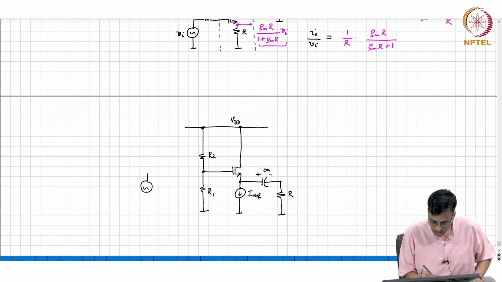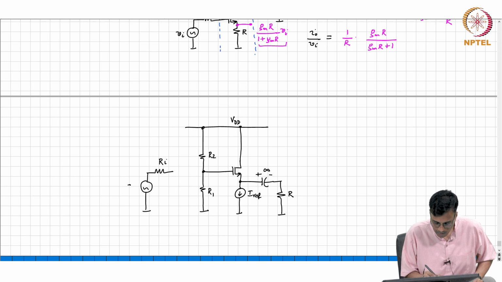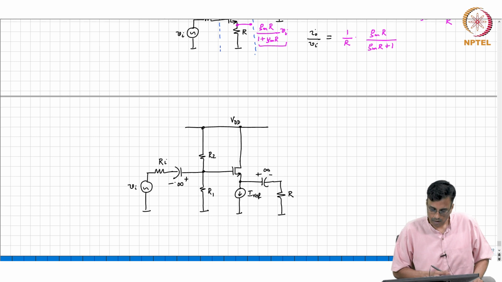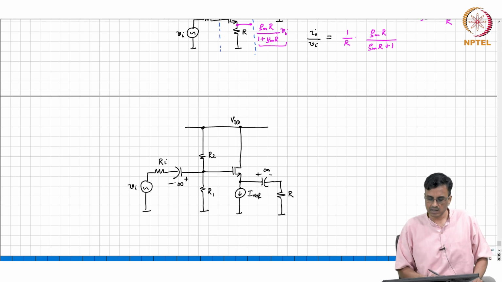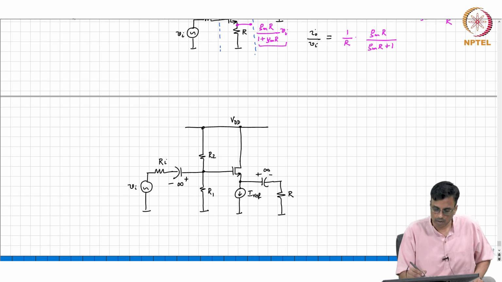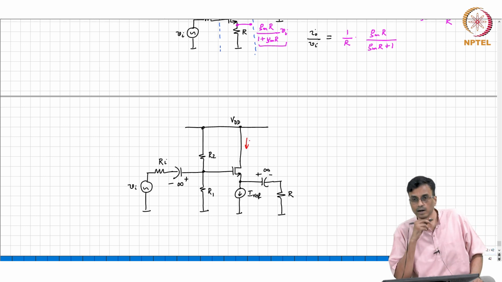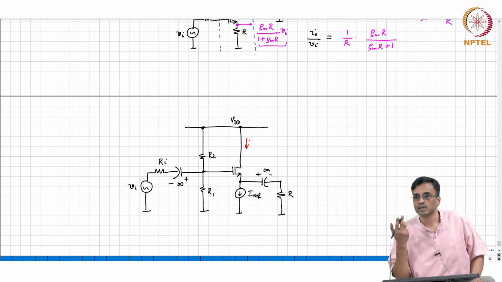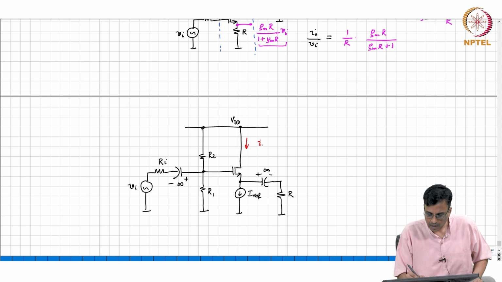So again, we have our input Vi. This is the infinite capacitor, and therefore, if GM is large, what comment can you make about the incremental output current? If GM is large, the incremental current is approximately Vi by R.